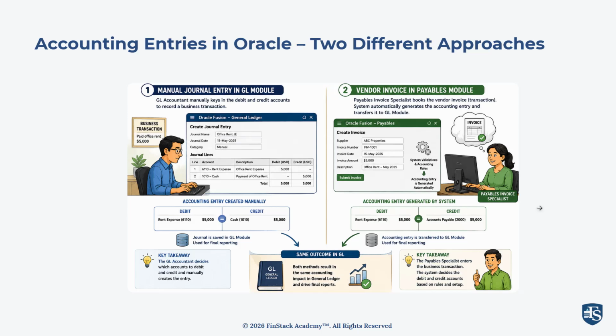Before we understand SLA, let's first understand how accounting entries are created inside Oracle Fusion. Suppose your company has received a supplier invoice for office rent worth $5,000. There are two different ways the same business transaction can be recorded inside Oracle Fusion. Let's start with the first approach.